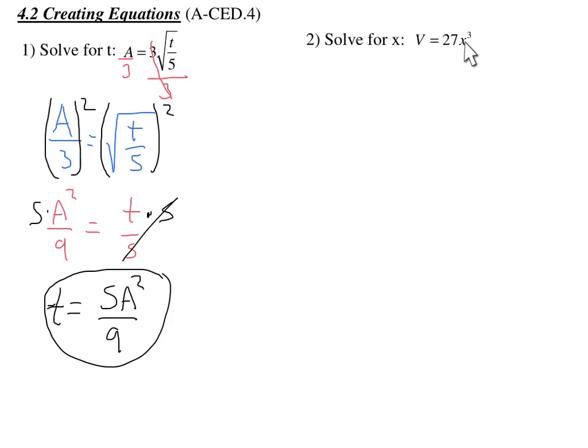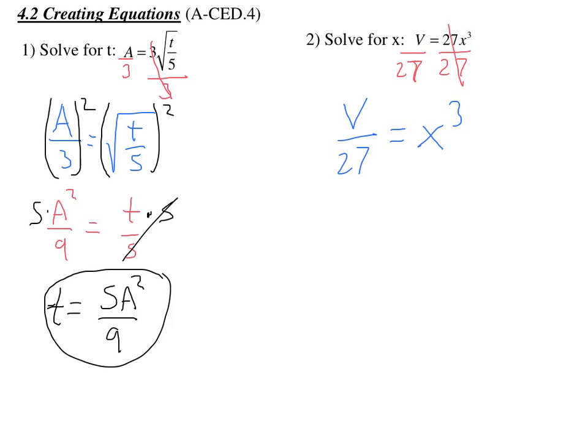Now for this problem, I want to get x by itself because we're solving for x. So, to get that 27 off the x cubed, I need to divide it off because it's held by multiplication. So let's divide both sides by 27. That cancels. So now I have v divided by 27 is equal to x cubed.